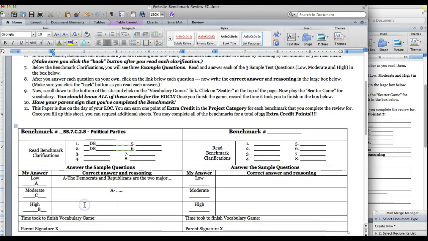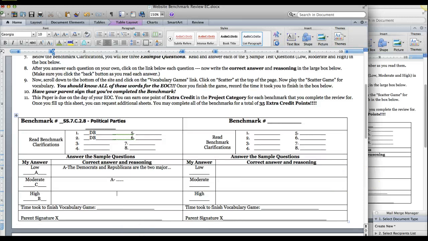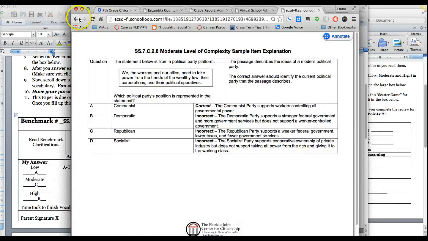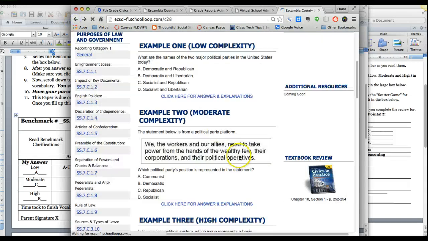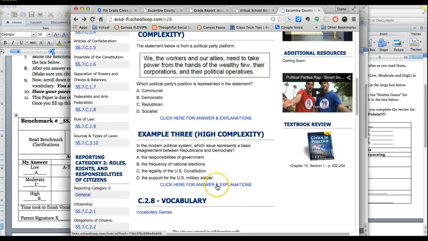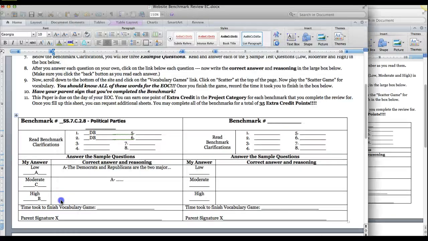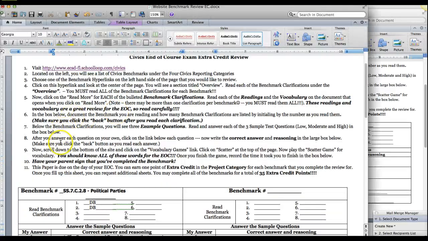And then you do the same thing for the high complexity question. Okay, you go back and you do the same thing. You click here for your explanation and answer and write it in. So now let's go on to the next step here.